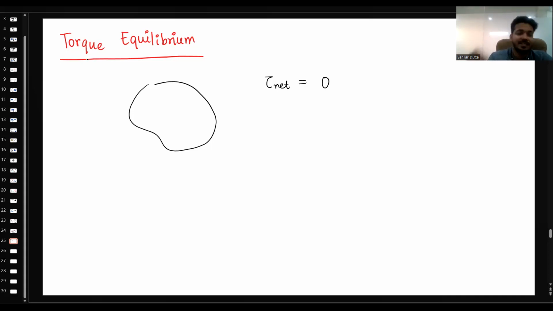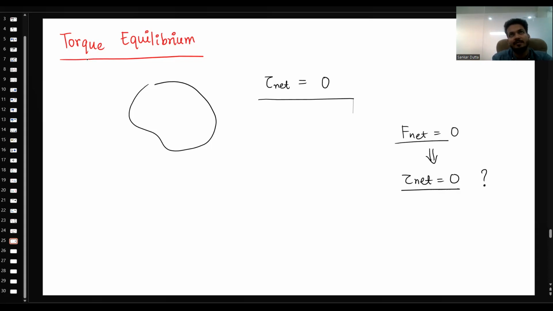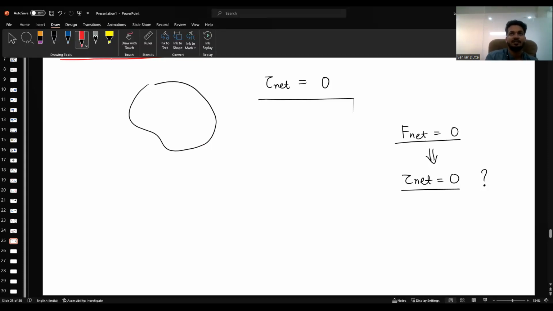Now, my question to you guys is this. If we have net force equal to zero, does it imply net torque is also zero? Like if I have a body and I know the net force acting on that body is zero, does it mean that the net torque on that body will also be zero? That's something that I wanted to ask. Well, the answer is no. You can't imply that, and I'll give you a counter case to prove it. Let me show you.